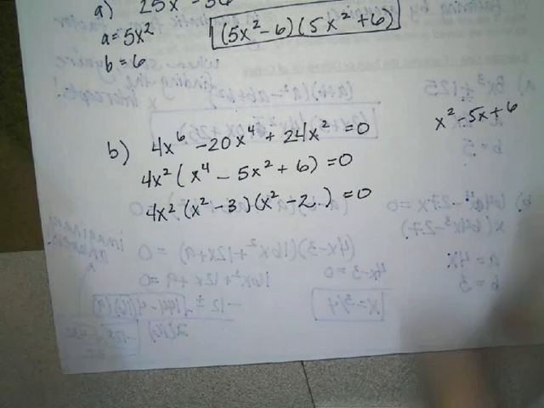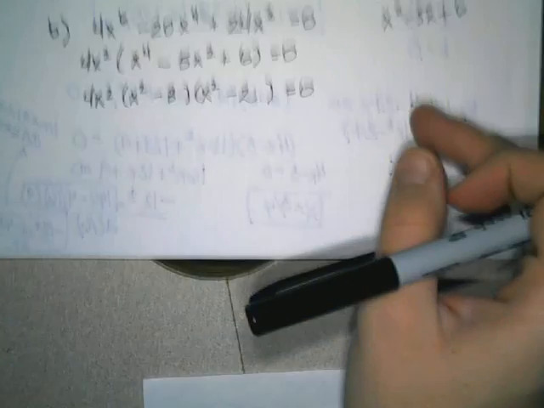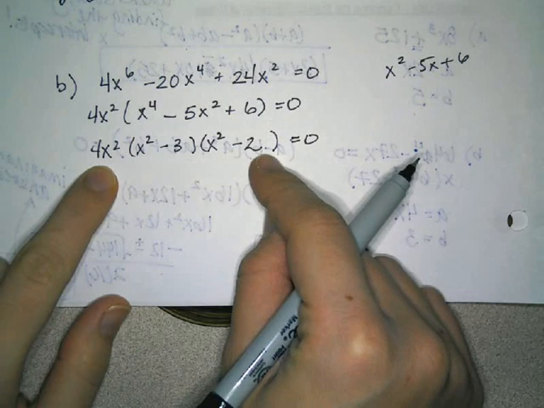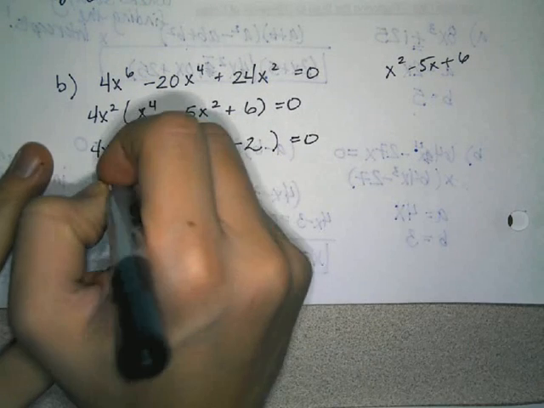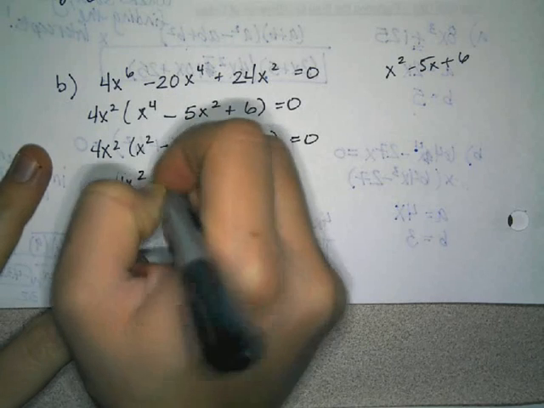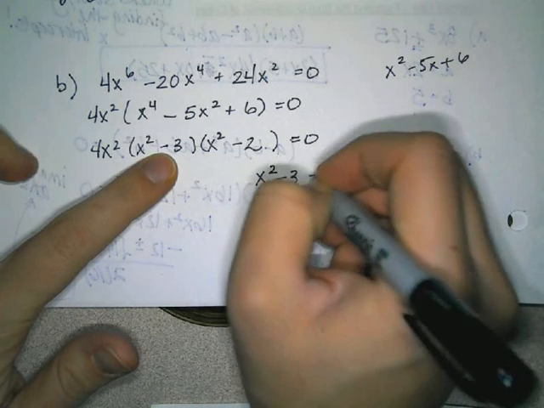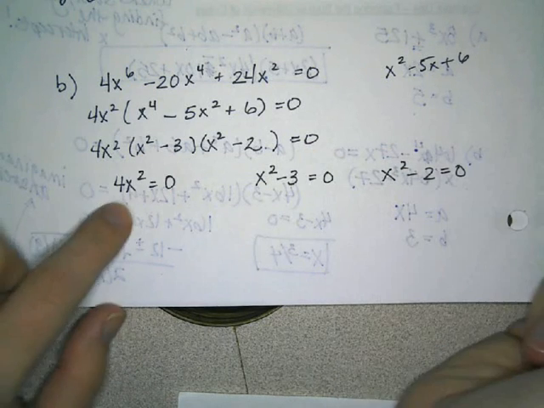Once you factor, like we've done in this case, to solve, you're going to take each parenthesis or expression and set it equal to 0, just like we did with quadratics. So I'm going to set 4x squared equal to 0, because that's my first piece. x squared minus 3 equal to 0, and x squared minus 2 equal to 0. And then in each case, I'm going to solve for x.